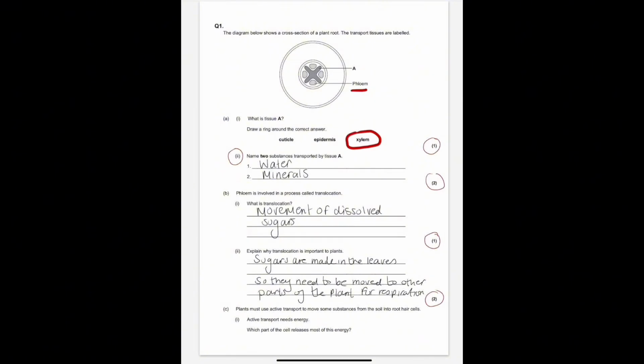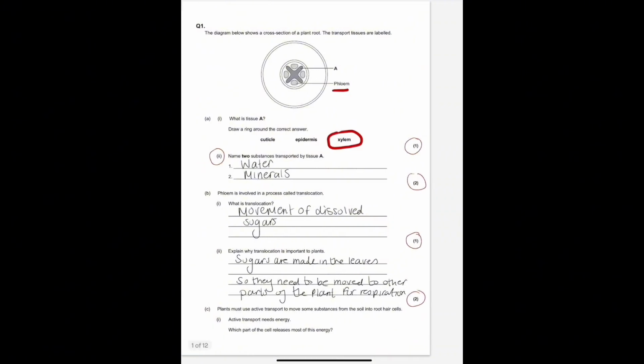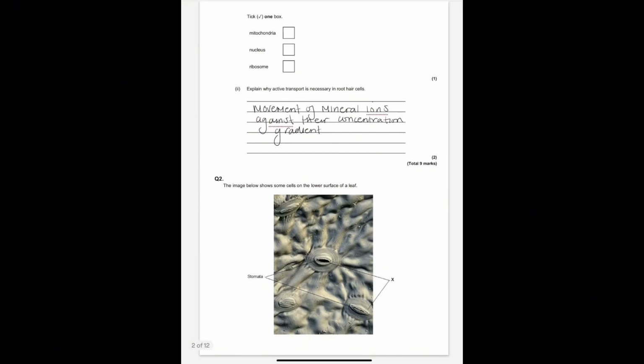Right, let's move on to the next question, which is CI. Plants must use active transport to move some substances from the soil into root hair cells. Active transport needs energy. Which part of the cell releases most of this energy? That is going to be the mitochondria. That's where it releases most of the energy.